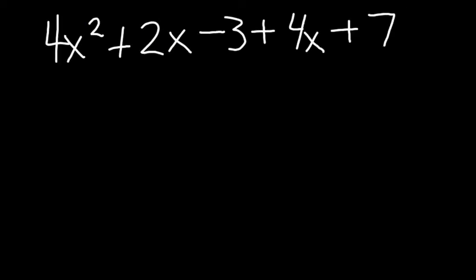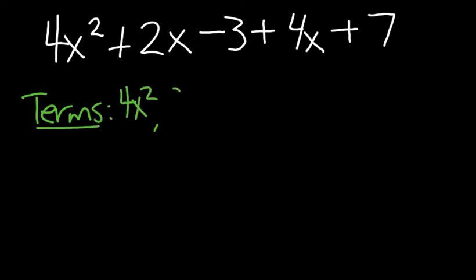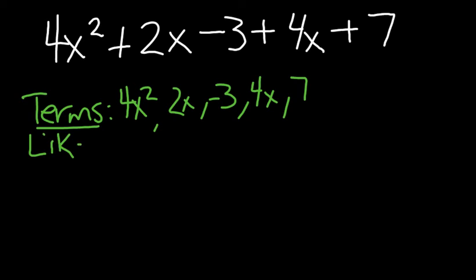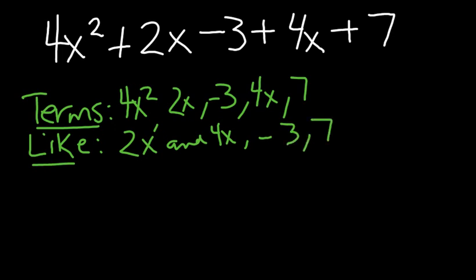Make sense? Let's try another one. Okay, here's another expression. First, let's identify the terms. What are the terms in this? 4x squared, 2x, negative 3, 4x, 7. You're just listing the terms. Then let's talk about the like terms. The like terms are 2x and 4x, comma, those are alike, and negative 3 and 7. So there's 2 sets of like terms. We don't write this one down because it's not like any of the others.